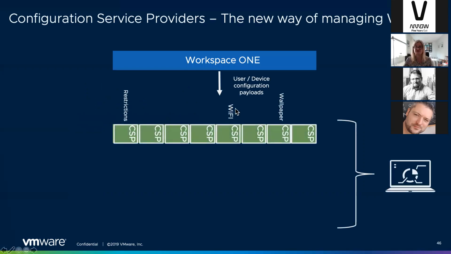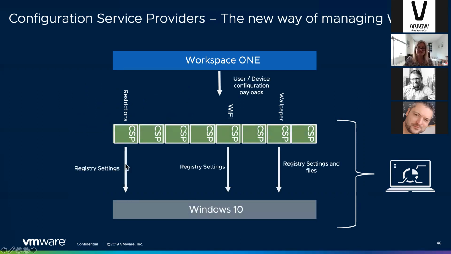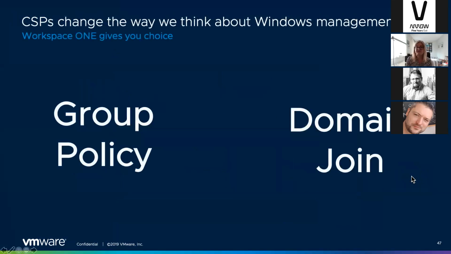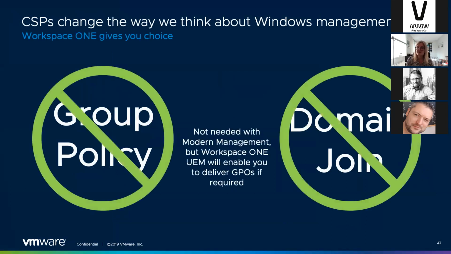You have restrictions, Wi-Fi, wallpaper, whatever. Everything is done by CSP, which is, well, basically it's XML, right? So you do registry settings that are sent to your Windows 10 computer, and it's all just registry settings and files that we put on the computer, which means that group policies are going to be so last year, and so is domain join. And now you might think, I don't think I can have computers that are not domain joined, but hey, you can.